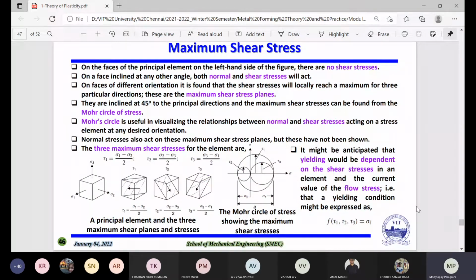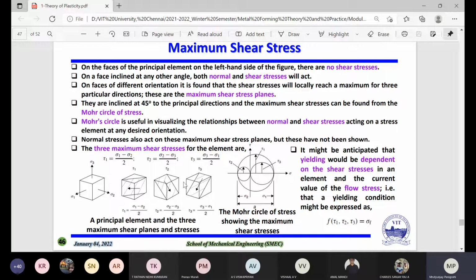When we are talking about the shear stress, you also have to understand what the maximum shear stress is. If you look at the schematic diagram, I think this kind of schematic diagram I already showed in the previous module. Even in the first picture you can see here, you do not have any shear stress. That's why I put it here on the faces of the principal element. Whatever principal stresses you have, sigma 1, sigma 2, sigma 3, these are known as the principal stresses, whereas you do not have any shear stress there.